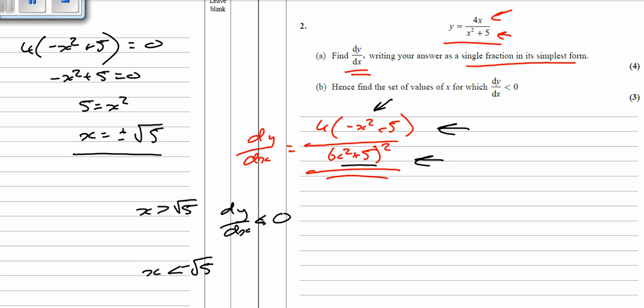So let's say it's minus 100. So minus 100 squared is going to be positive. Then make that negative. Then when you add 5, it's still going to be negative. Whatever happens on the bottom is always going to be positive. So when x is less than minus root 5, dy by dx is going to be less than 0. So there you go, that's how you do that one.